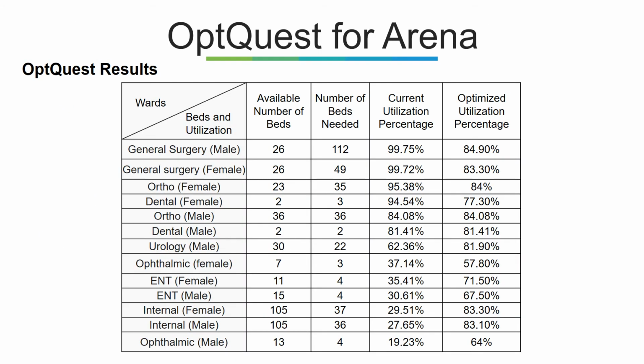Then we got the OptiQuest results. As you can see in this table, the optimization model is conducted for all types of wards to examine the optimal number of beds that should be used to satisfy the given constraints. So this table includes the available number of beds and the number of beds needed, along with the current utilization percentage and the optimized utilization percentage.